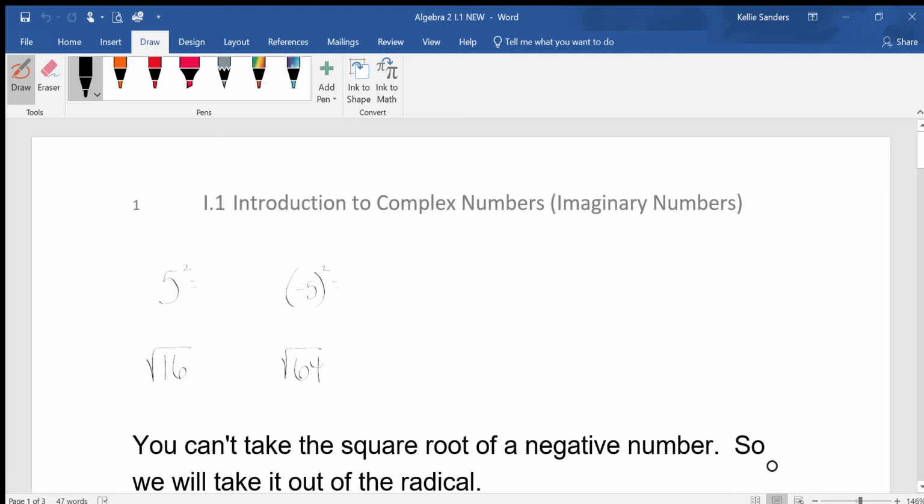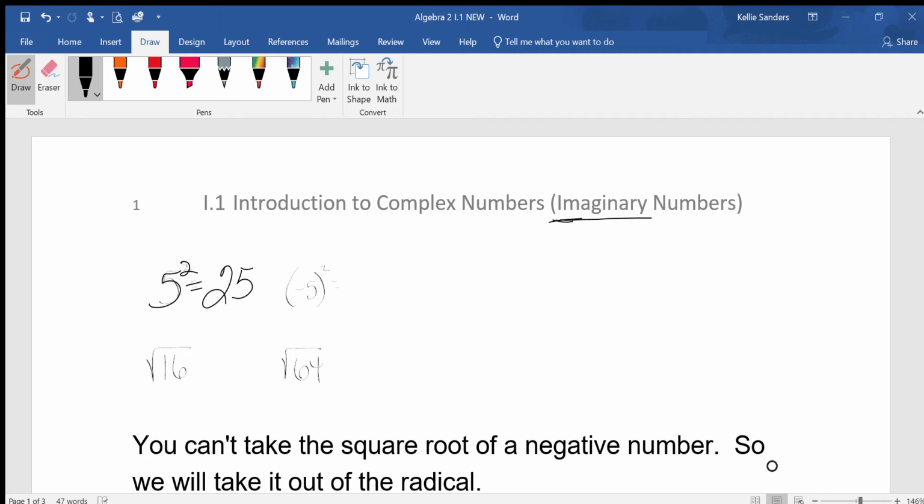Okay, now we're going to start I1, Introduction to Complex Numbers. Complex numbers are also called imaginary numbers, and we'll figure out what imaginary numbers are in just a little bit. So, if I have 5 squared, what does that mean? It means 5 times itself, which is 25.